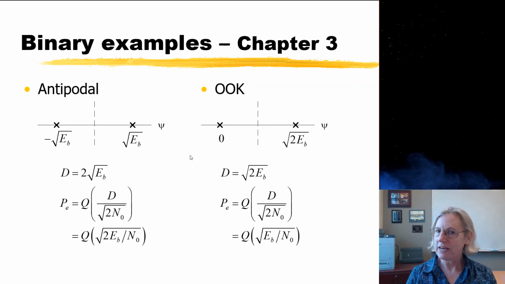So remember, binary examples in Chapter 3, we had antipodal signaling, we had on-off keying. We compared the two, we represented them in signal space, they're the same normalization on EB. We saw that the distance between symbols in on-off keying was smaller than the distance in antipodal signaling. And so we defined this separation of the two symbols, or this distance d, and we found the probability of error as a function of that d. It's the same analysis for both cases, but the d is different and the bit error rate was higher for on-off keying because it was missing this factor of 2.